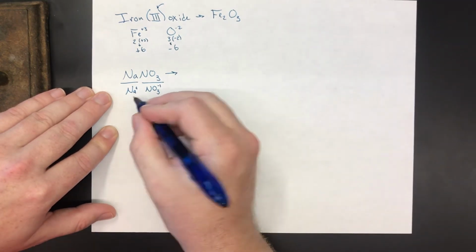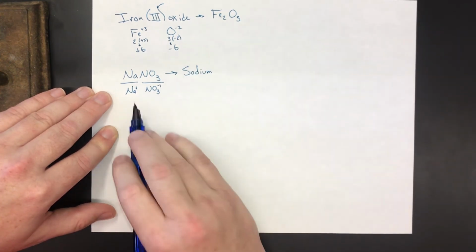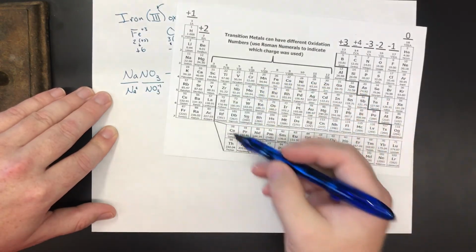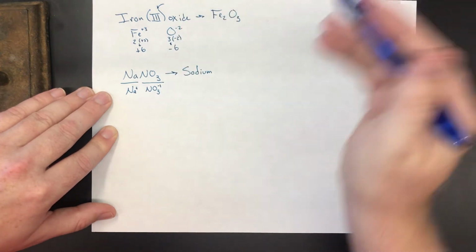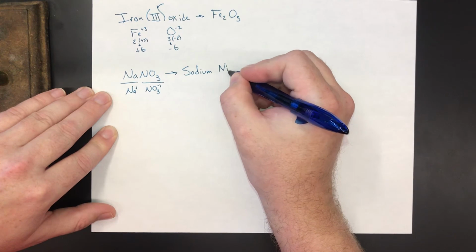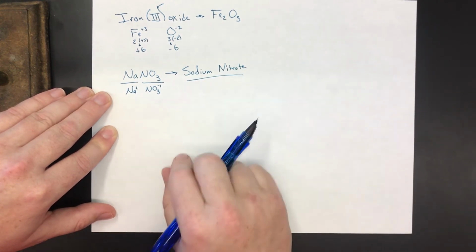Na plus is called sodium. I do not need a Roman numeral because sodium is not a transition metal. It's right here in my first two groups. And this is called nitrate. And that's it. Sodium nitrate.